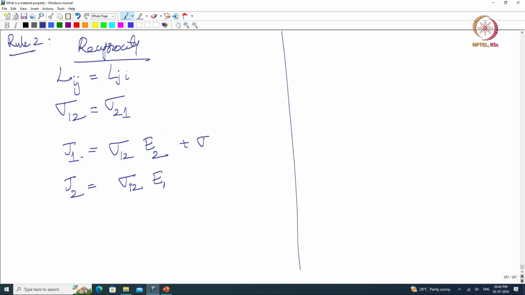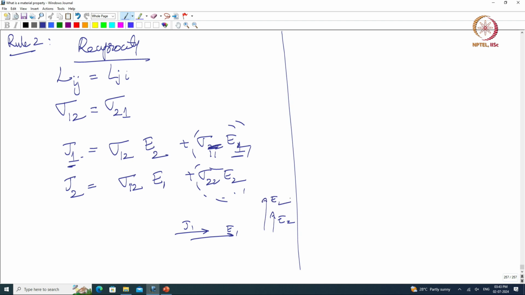So there should be sigma 1 1 E1, and sigma 2 2 E2. These are the direct components: E1 gives J1 in the same direction as E1, and E2 gives J2 in the same direction as E2. That is okay. However, what I am saying is that J1, given by E2, is exactly the same as J2 given by E1. So these are about the cross components.